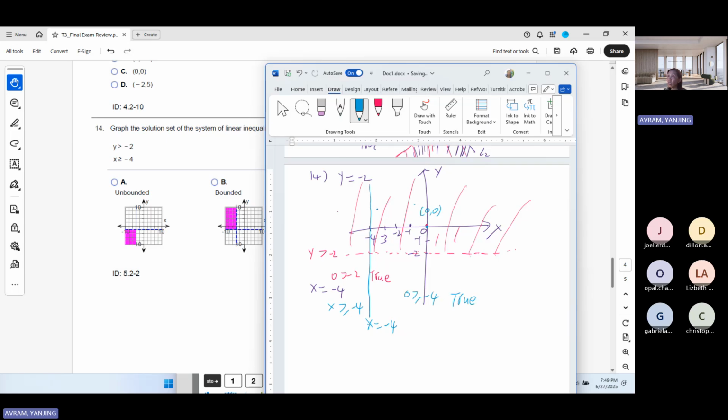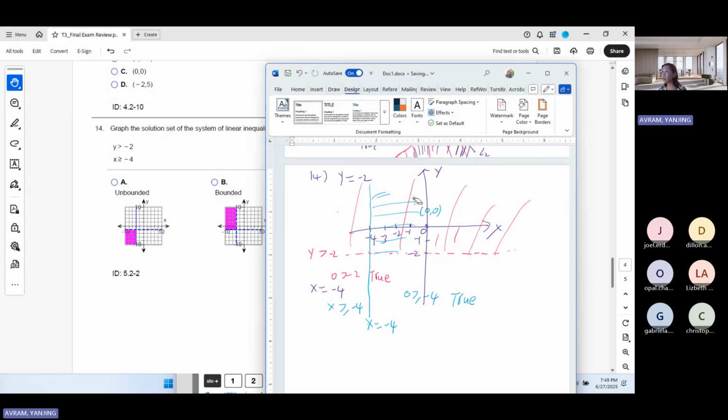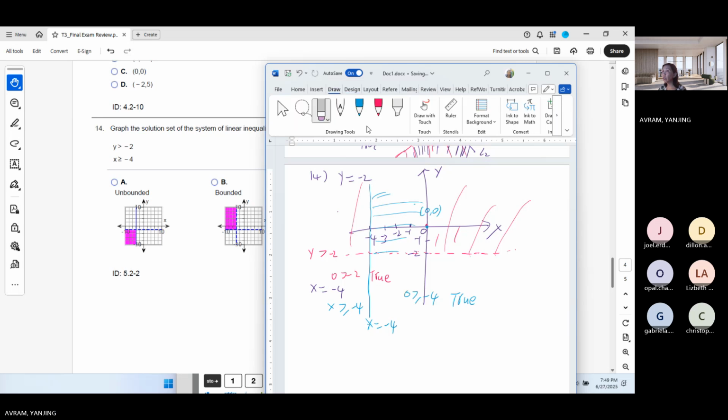So that means this part is the solution. Everything to the right is a solution, right? But I also have to satisfy both of them, so the solution also has to be in here. You can see the blue and the red overlap is right here. This whole thing is the solution, but not the part on the left.